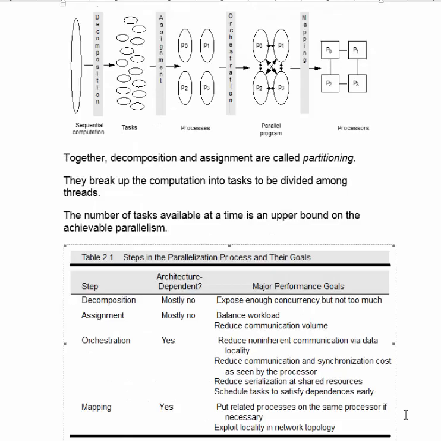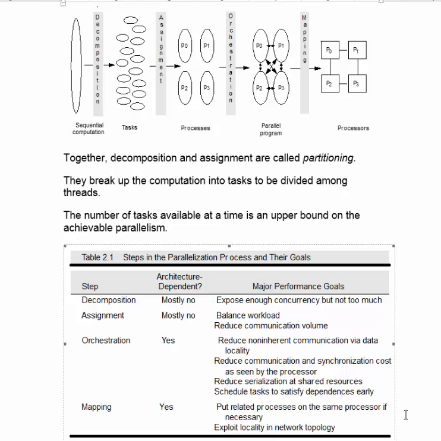That gives you the parallel execution of the program. So you start out by partitioning the tasks into various processors, and then you orchestrate the threads into a parallel program and then assign them to processors. Notice the difference between the stages of decomposition and assignment, which are mostly not architecture dependent. You're just looking for parallel work in the program. So you could parallelize it that way pretty much for any architecture.